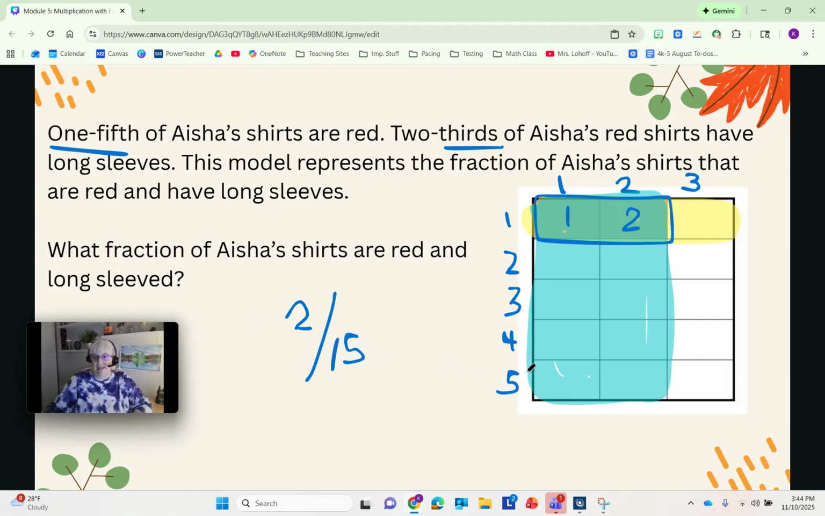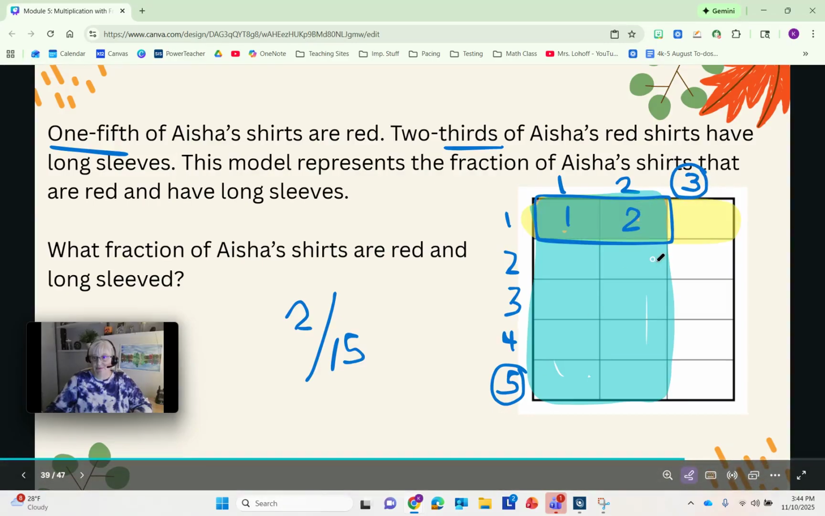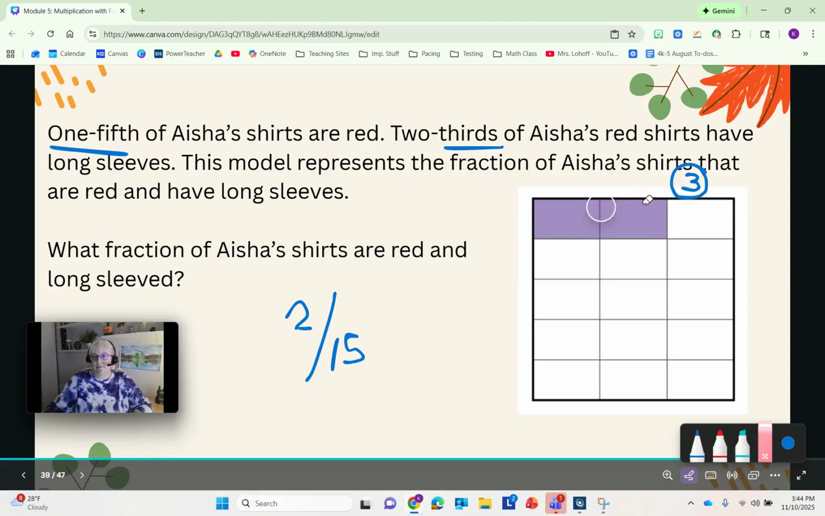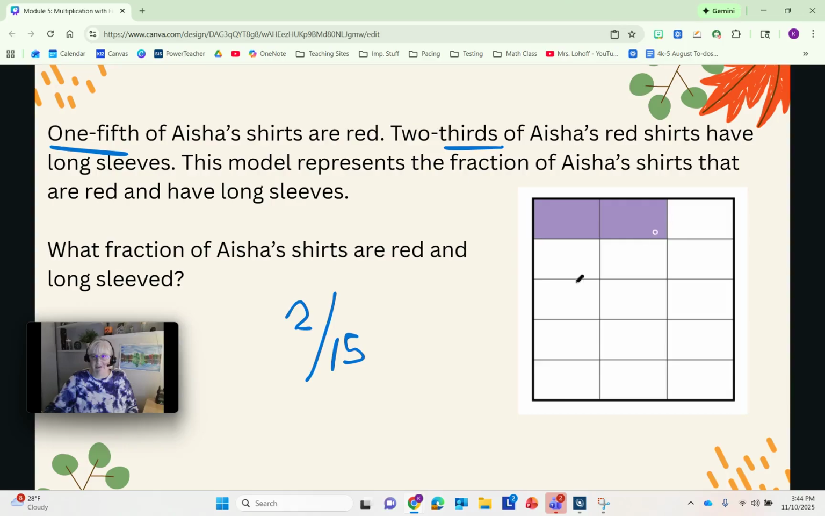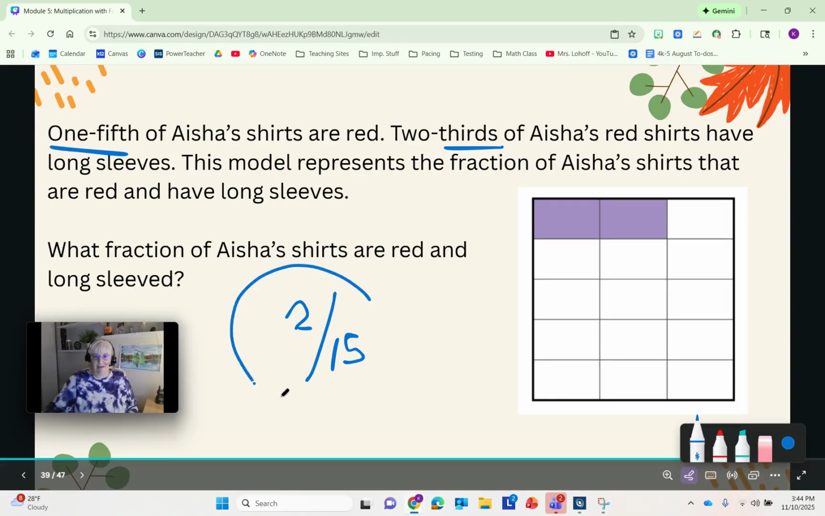Now I could get 15 by realizing that I have 5 rows and 3 columns, and 5 times 3 is 15. Whatever way I choose, what I see here is 2 purple shaded shapes out of 15. And that's our answer, 2/15.